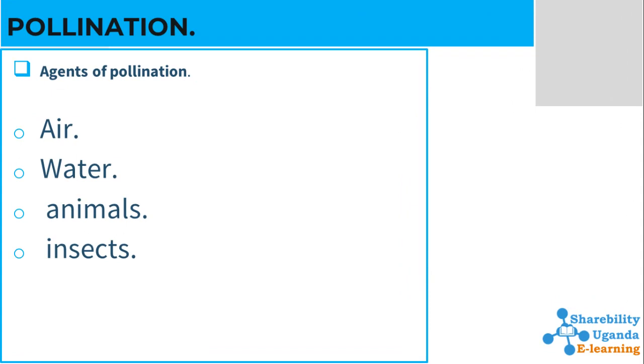We have agents of pollination. Agents of pollination: we have air, we have water, we have animals and insects. Those are the main agents of pollination.